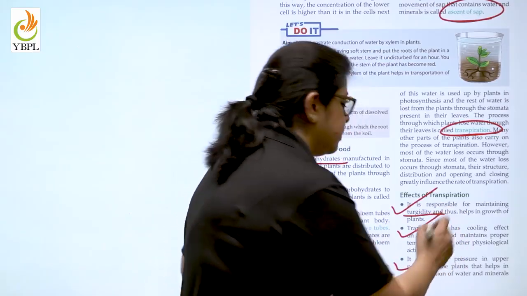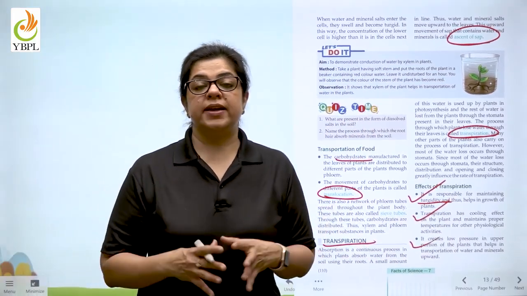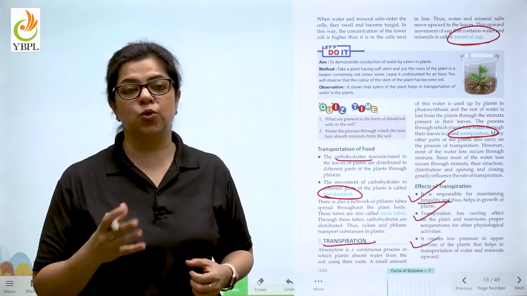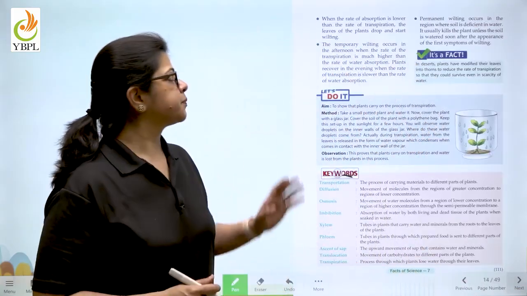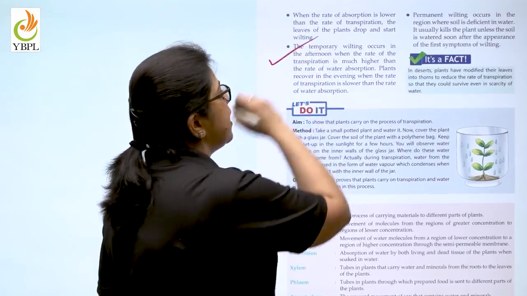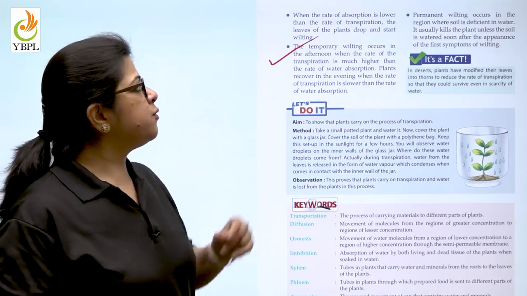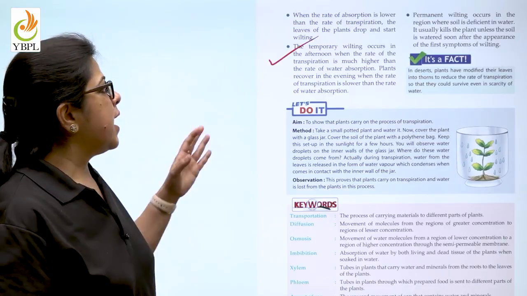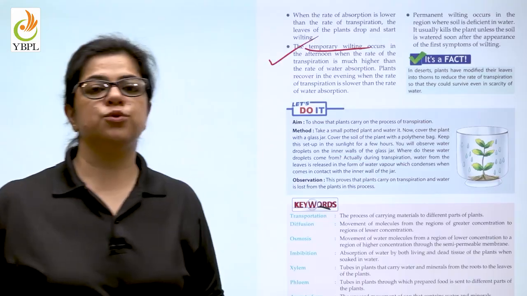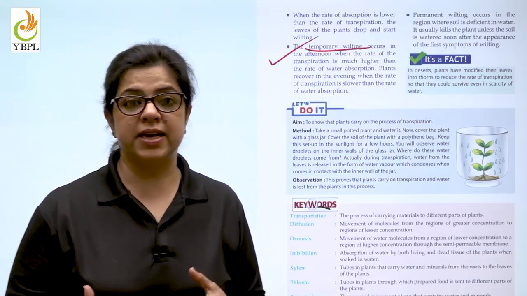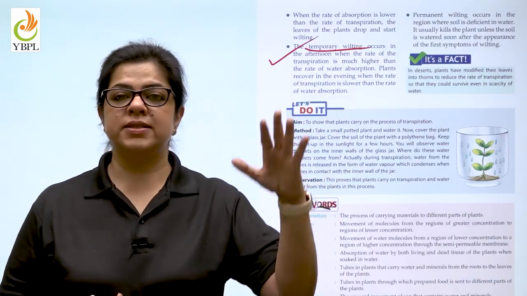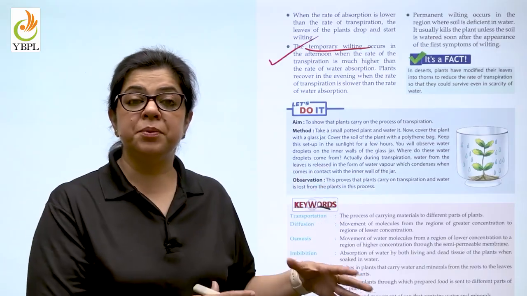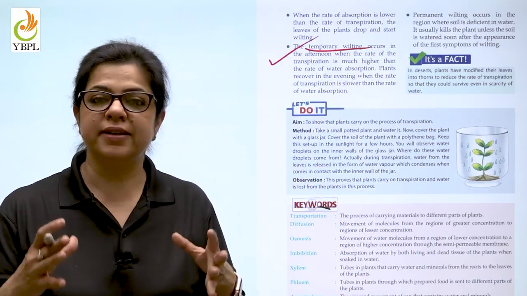Now also, transpiration creates a low pressure area in the upper part of the plant which pulls the material from the lower part of the plant. Also, children, we have to remember that when the rate of absorption is lower than the rate of transpiration, plants begin to wilt. And there is temporary wilting in the afternoon when the rate of transpiration is much higher because of the sun's heat. And then in the evening, when the sun's heat calms down, the plants become all right. But there is permanent wilting, in which case the plant dies.